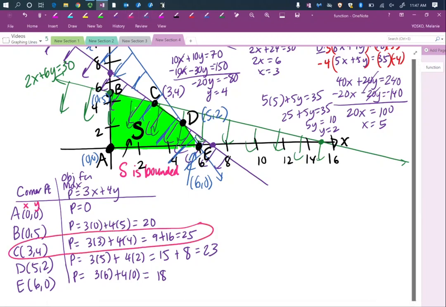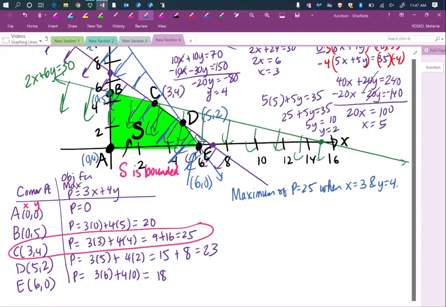So there's a maximum of P equal 25 when x is 3 and y is 4. And that's our answer. We're also going to talk about what's happening here. What is this actually doing? What does this line P look like?